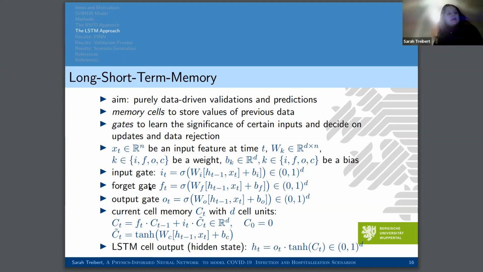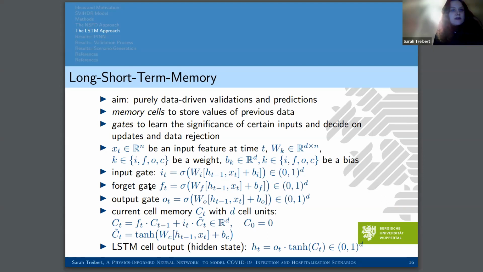And one LSTM layer consists of an input gate, deciding which data are updated, a forget gate, determining which previous layer is discarded and which one remains in the current state. So gates are used to learn the significance of certain inputs. And the output gate decides which parts of the cell state are updated.